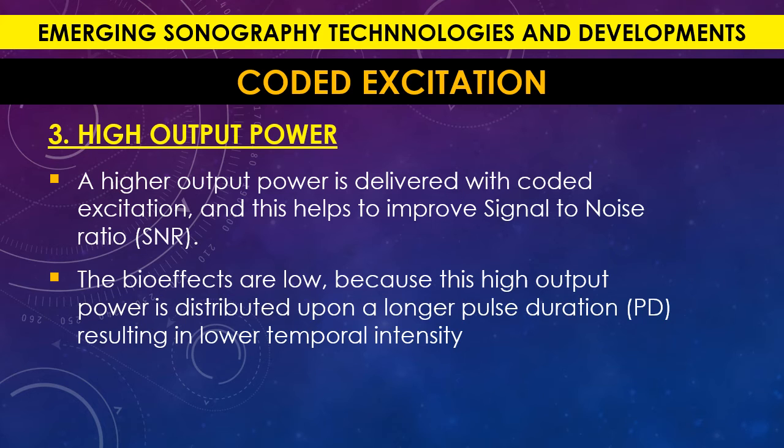Somebody will say, okay, I'm having high output power, so I'm worried about the bioeffects. This is harmful to the patient. Actually, no. Why? Because this output power is distributed along a long SPL, a long pulse duration. So the temporal intensity here is lower. Although the total output power is high, the temporal intensity is low, so I'm not affecting the bioeffects.